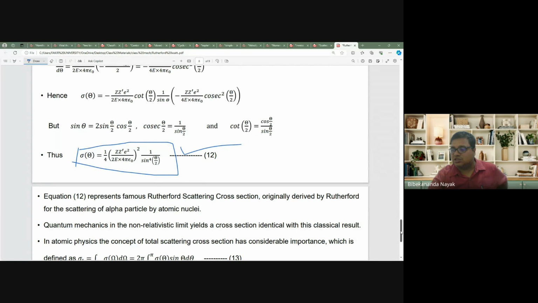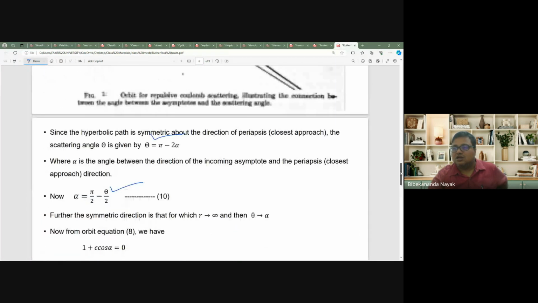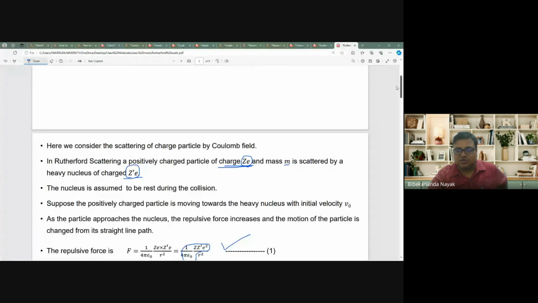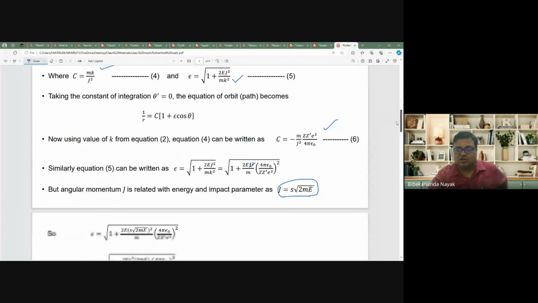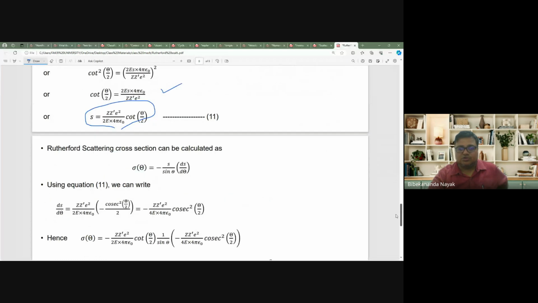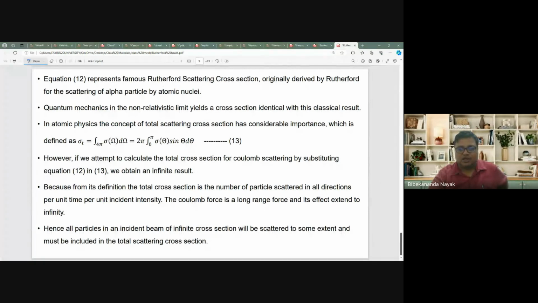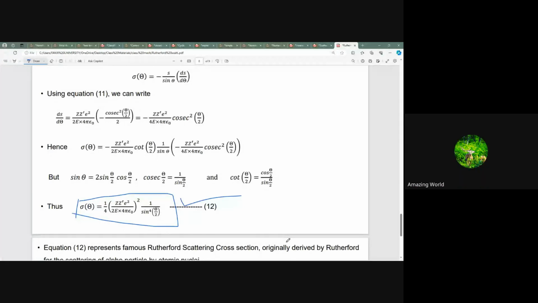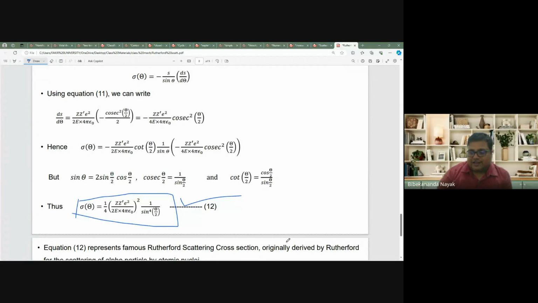This is a very important question: derive the Rutherford scattering formula, starting from this equation. But you have to remember a few things. Is it clear? Very important question. Scattering cross section, this question might come to the exam. Yes. Okay. Any doubt? Tell me.